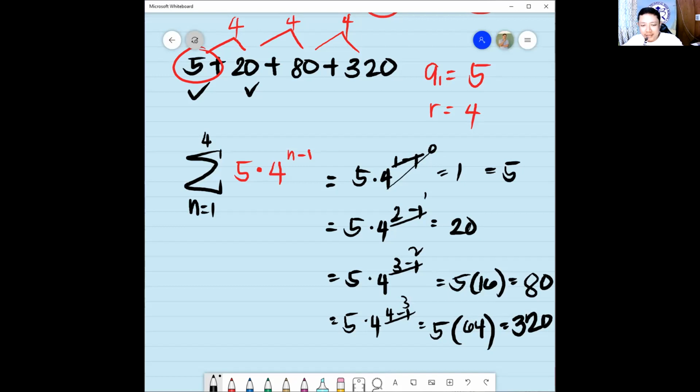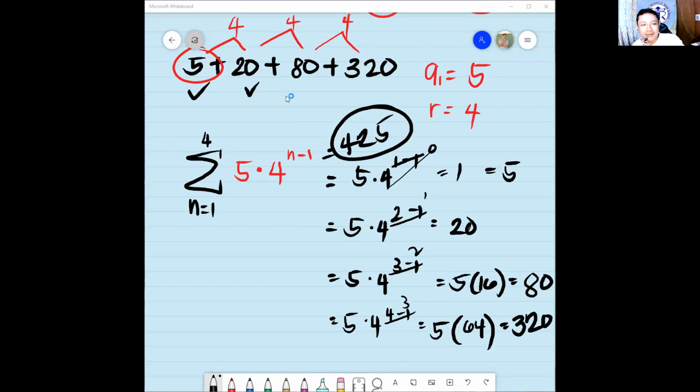Okay, so when we add them, 320 plus 80, 400, 425. The value of this is 425. Got it? Kindly show a reaction if you understood that process. Let me see. Explore the reactions in our Zoom platform. Very good. Okay, good. Okay, I'm glad you understood the process.